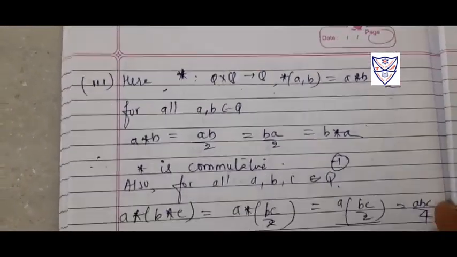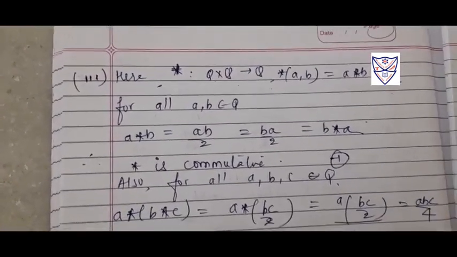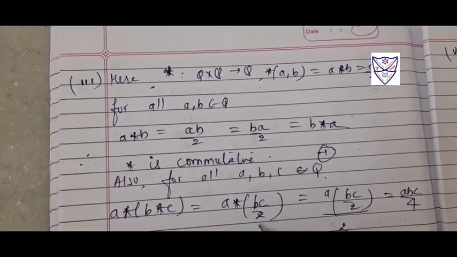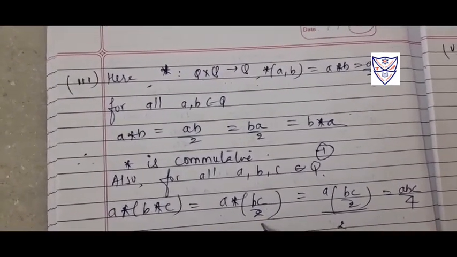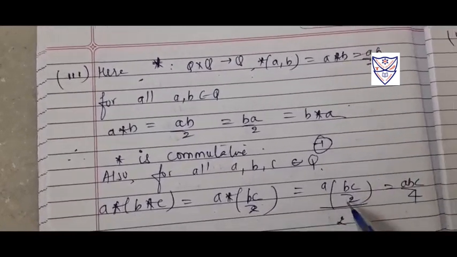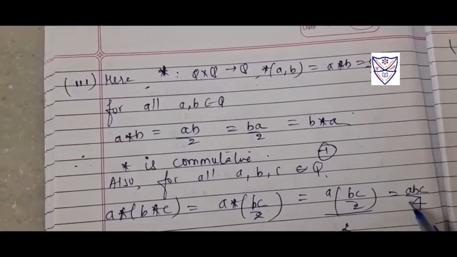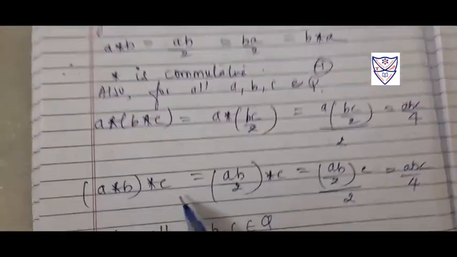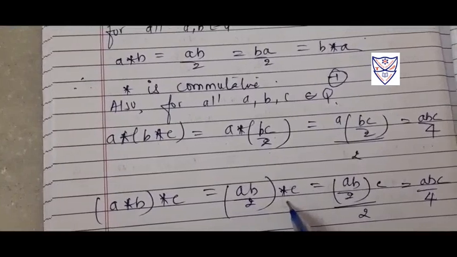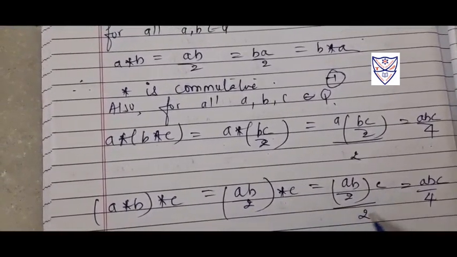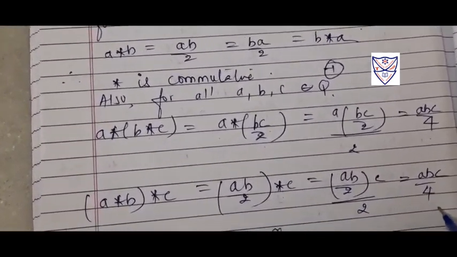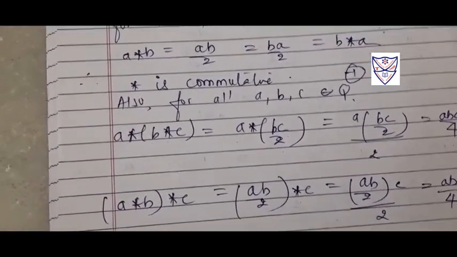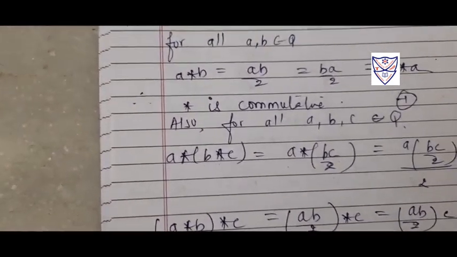Now we'll take three numbers a, b, c which belong to Q. So a binary (b binary c) is a binary bc/2. Now we apply the property ab/2 and we get a into (bc/2) upon 2, which is abc/4. Now (a binary b) binary c is ab/2 binary with c, which is ab/2 into c upon 2, which is abc/4. Hence we can see that for all a, b, c which belong to Q, it is following the associative law.